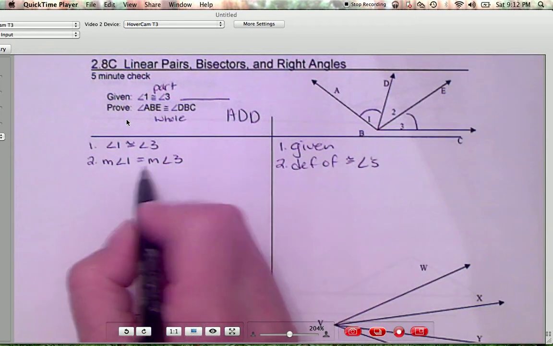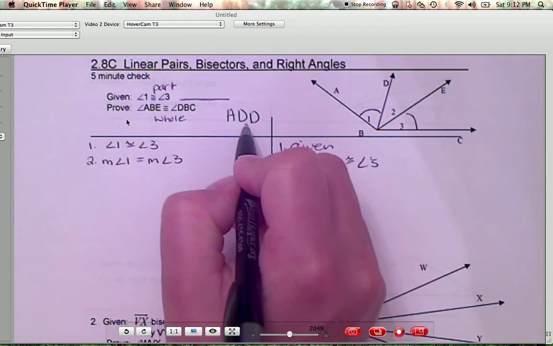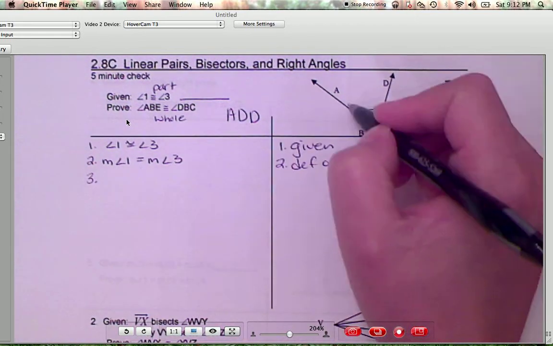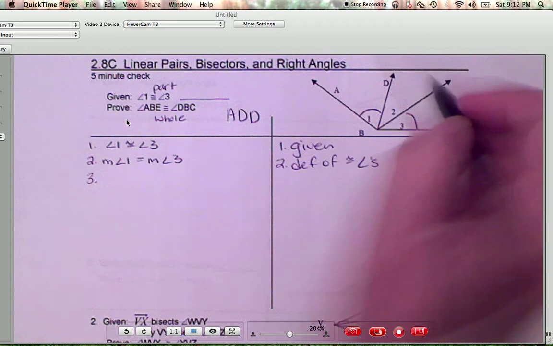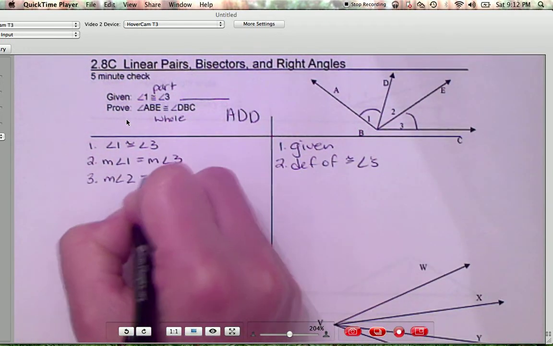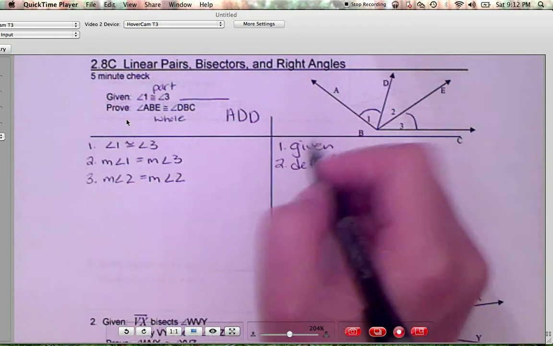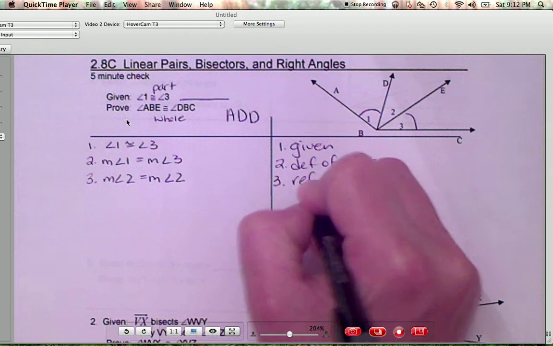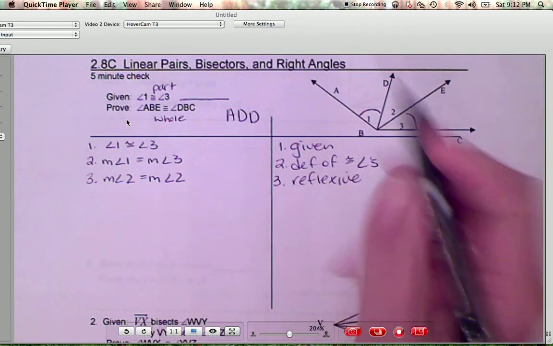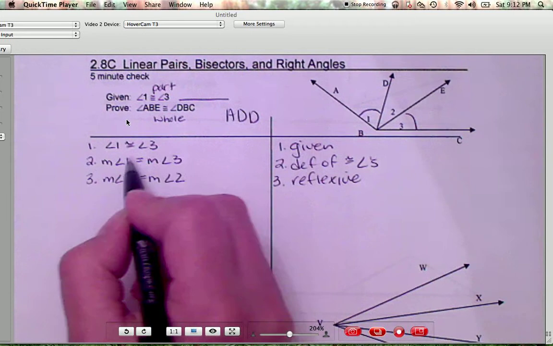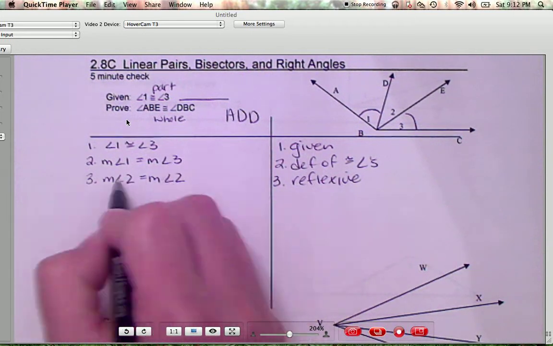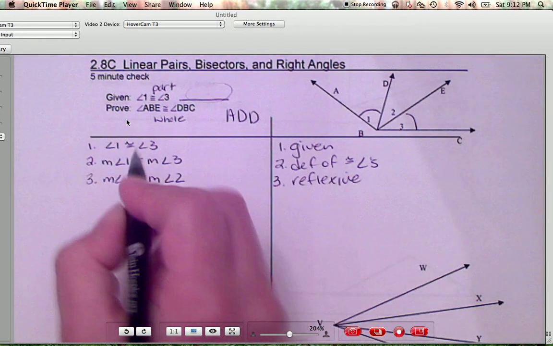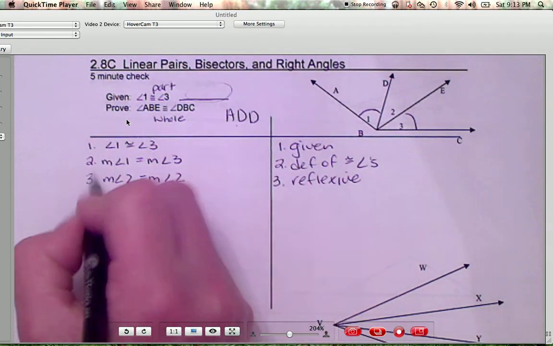Now, we only have one part, and if we're going to add, we need a second part. So the second part is this angle 2, where the two large angles overlap. So we're going to say the measure of angle 2 equals the measure of angle 2, and anytime it looks exactly the same on both sides, then that's going to be reflexive, like a mirror, exactly the same. Now we have our two parts, this set of parts and this set of parts. So we add this reflexive part in here, and we can now add like our hint tells us to do.